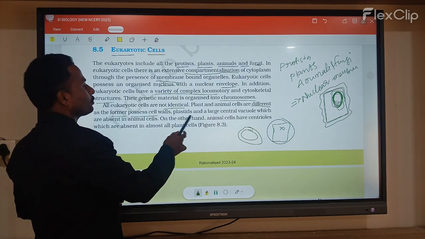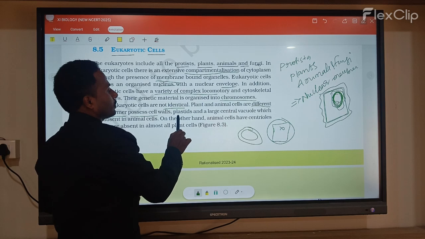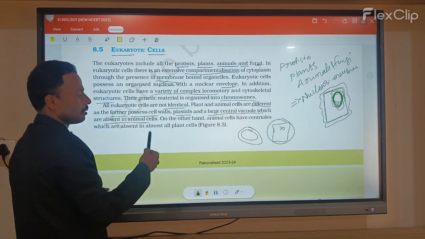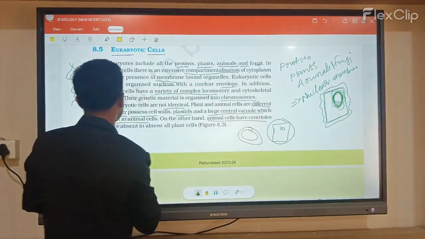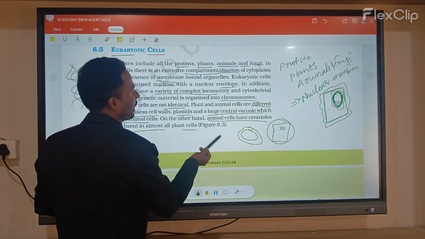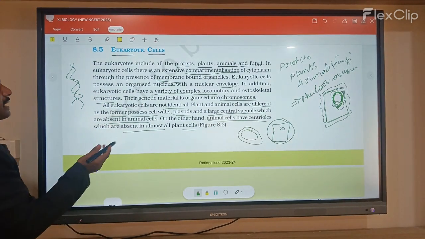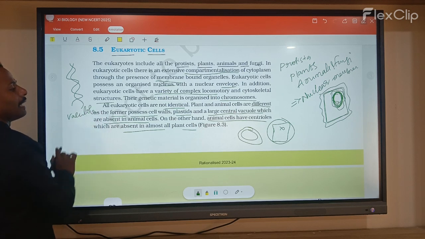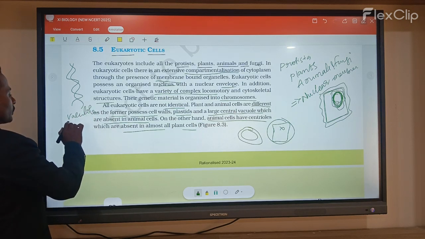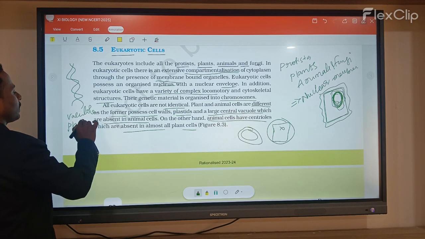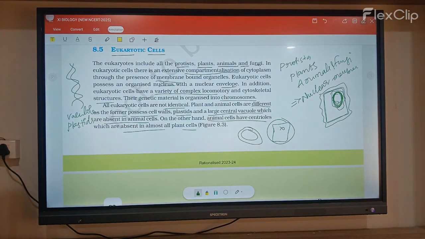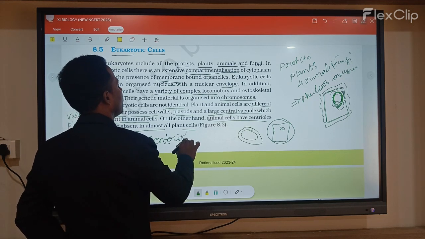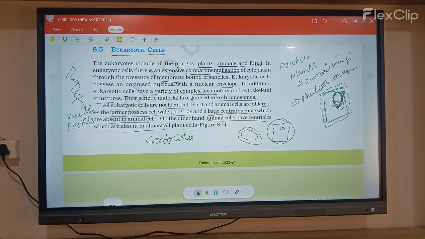Plastids and a large vacuole are present in plants and absent in animals, and animals have centrioles, which are absent in plant cells. Correct? The plant cell has a vacuole and also plastids. But animals have what? Centrioles.